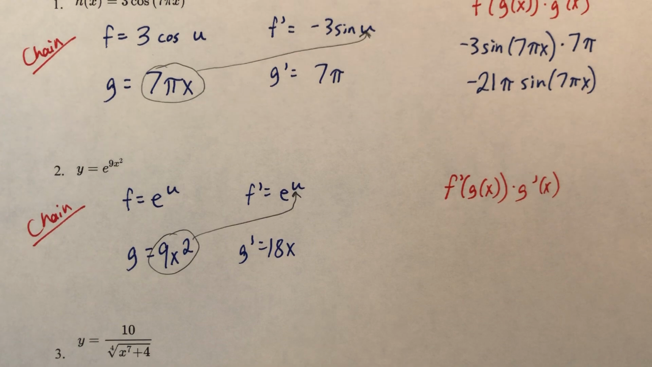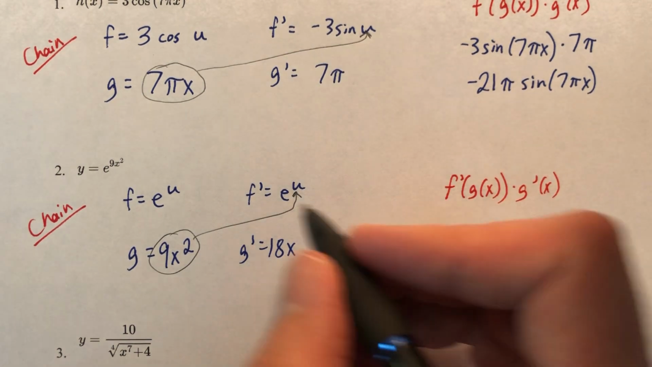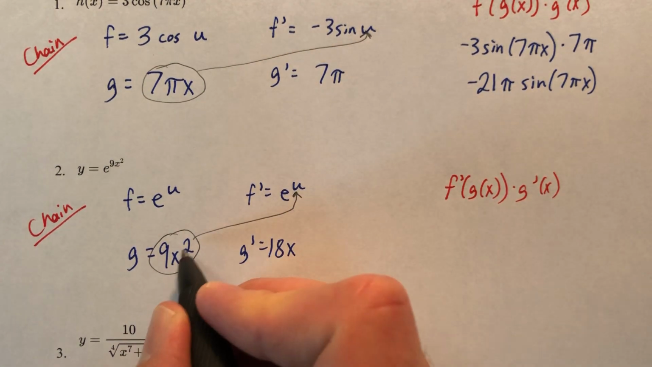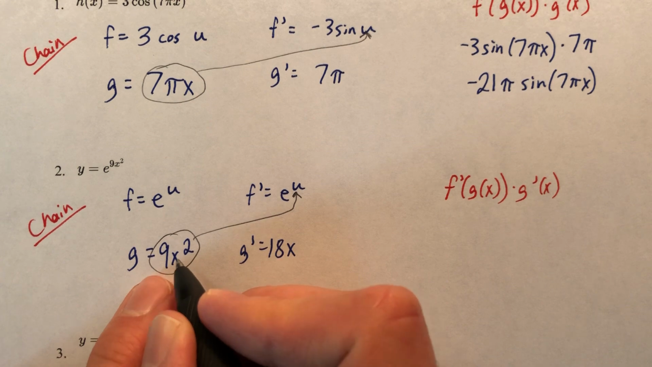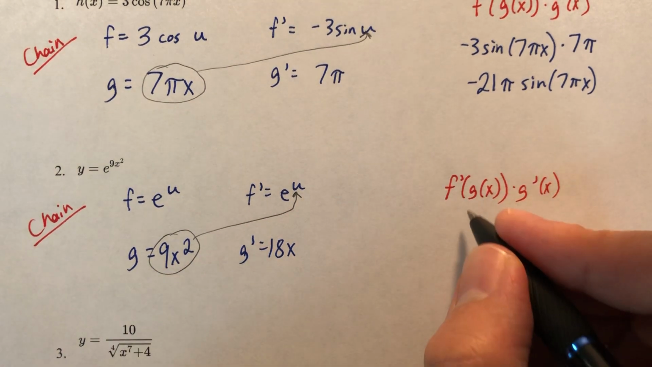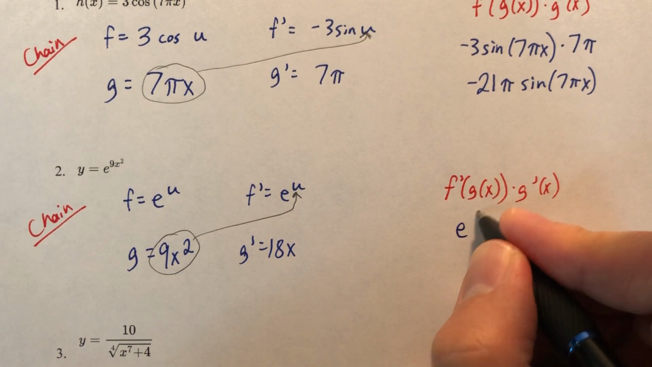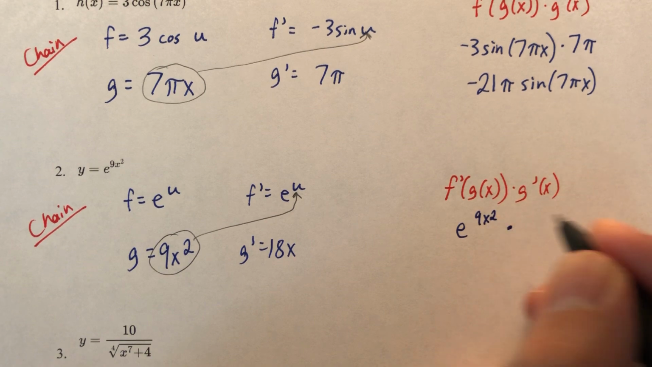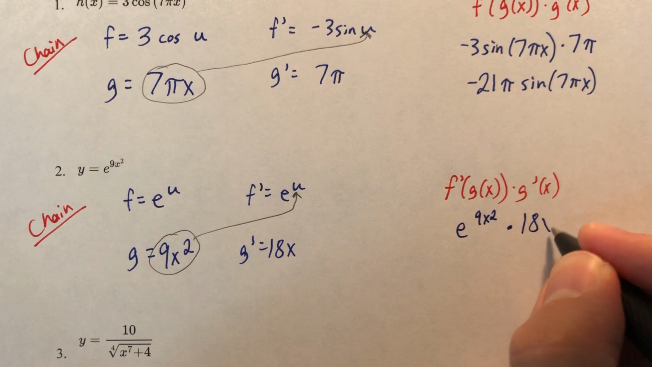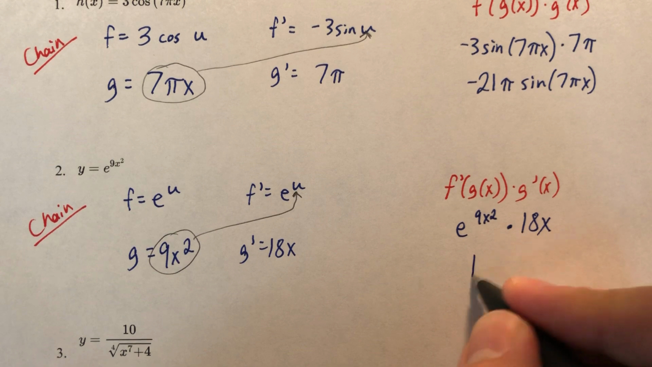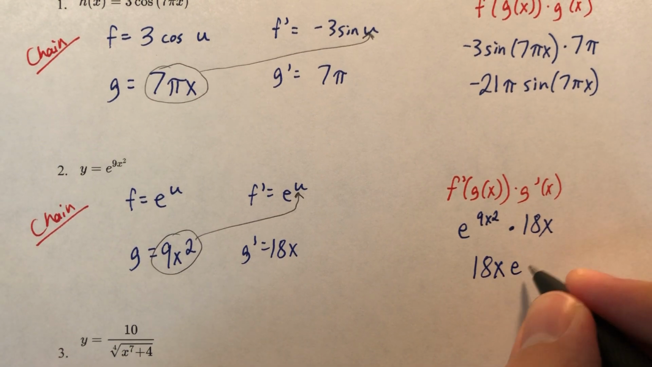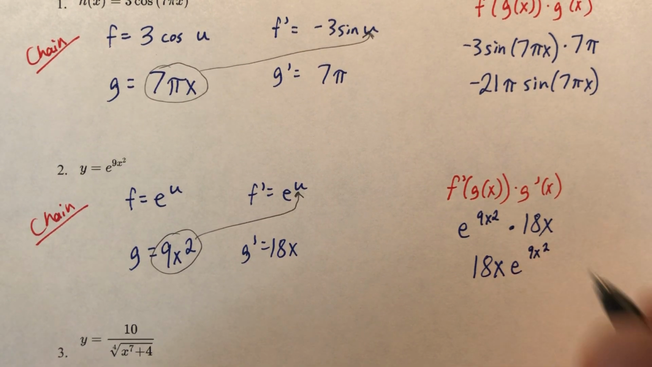Sorry, I was trying to be very technical in my language, and I could be confusing if I do that too much. So I'm going to have e to the u. Well, u is this function right here, so 9x squared. So f prime of g, so e to the 9x squared times, and then g prime, so 18x. And this is right, and it's fine, but no one writes it like this. Let's put it in order. Order is where the exponential stuff comes last. There we go.